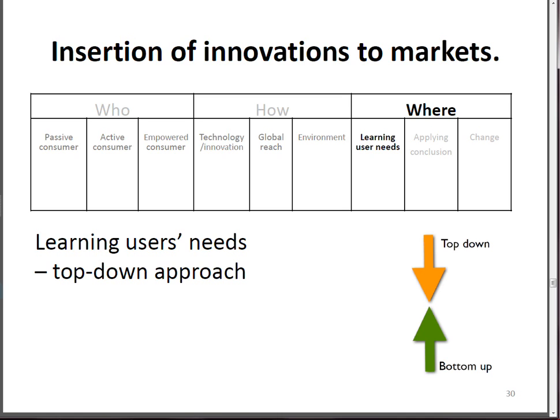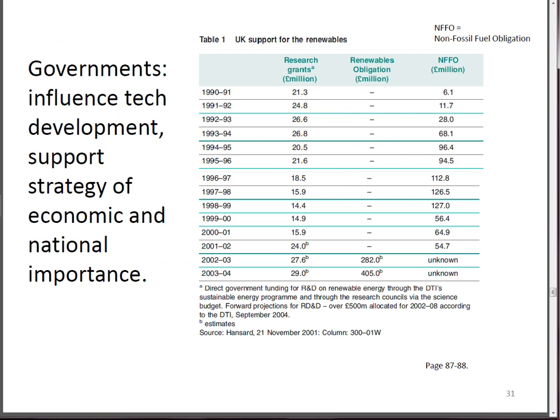Let's look at an example here. Now we all know that governments do influence any technological development. Not any, but many technological developments. And I think they're doing good many times. They will support strategy of economic and national importance, so to speak. So if the government finds a niche, or finds that there is a company that can improve our life with a new product, they will support them.